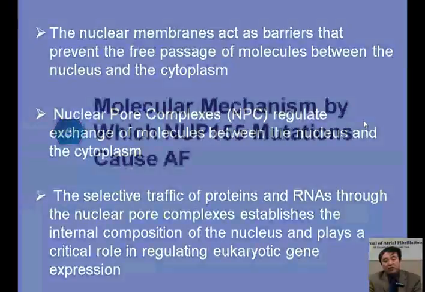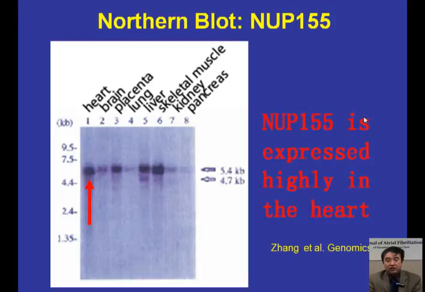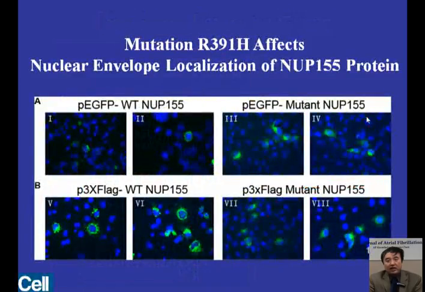Now I'm going to talk about the molecular mechanism by which loop155 mutations cause AF. Loop155 is highly expressed in the heart. We overexpressed the mutation we identified, R391H, into a cell line, in this case HEK293 cells. We tagged wild-type or mutant loop155 with either EGFP or FLAG, and then looked at their cellular localization.